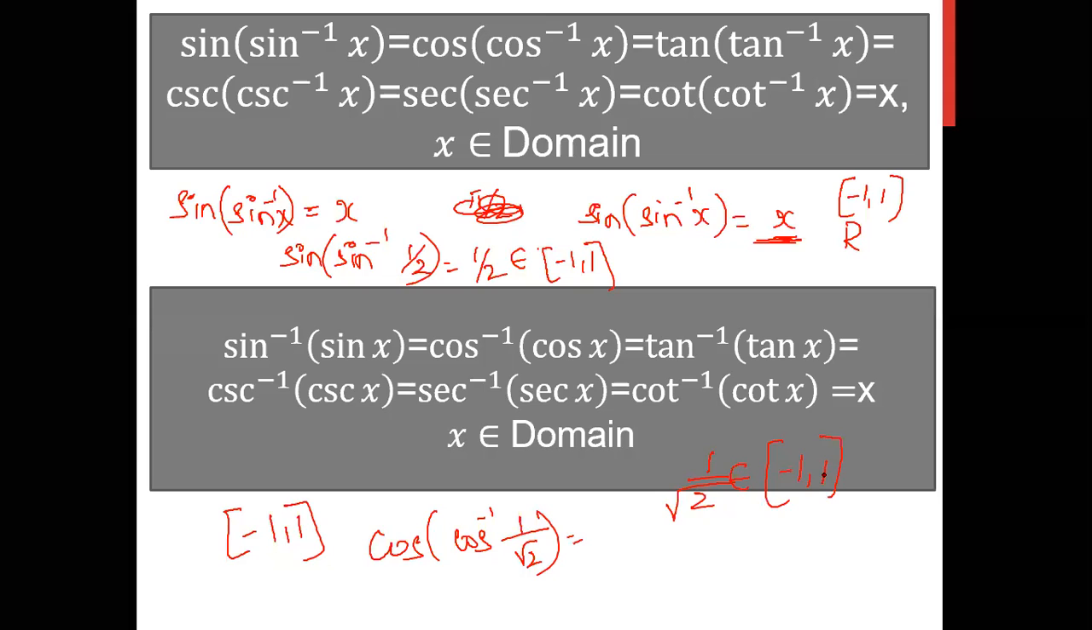Check whether 1 by root 2 lies between -1 and 1. What is the value of 1 by root 2, students? 0.707, correct? 1 by root 2 is 0.707. So 0.707 belongs to this domain. So you can directly write it as 1 by root 2. So cos of cos inverse of 1 by root 2 is 1 by root 2. Hope this was clear, students.